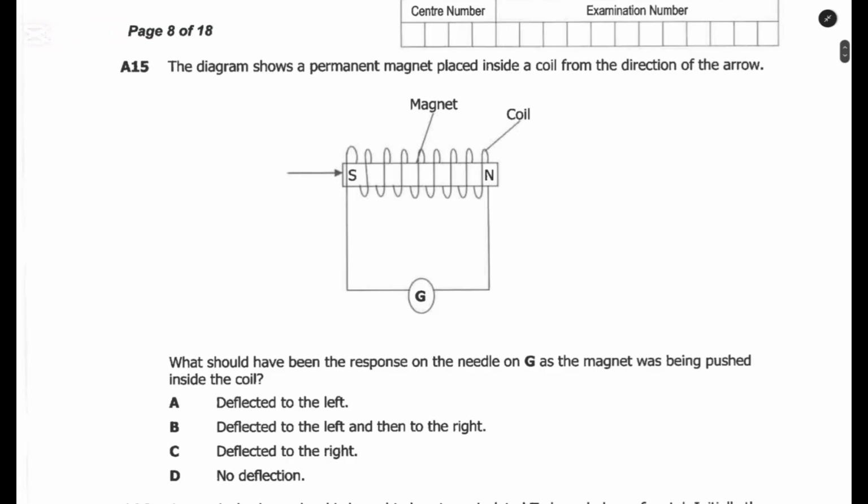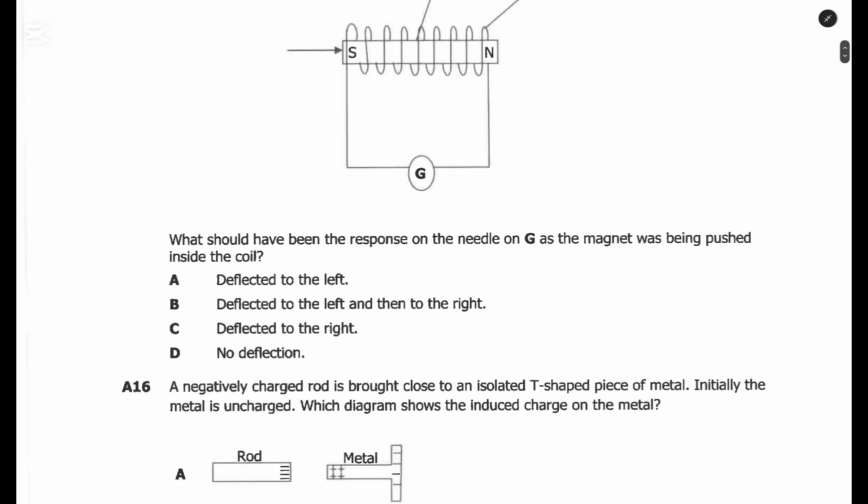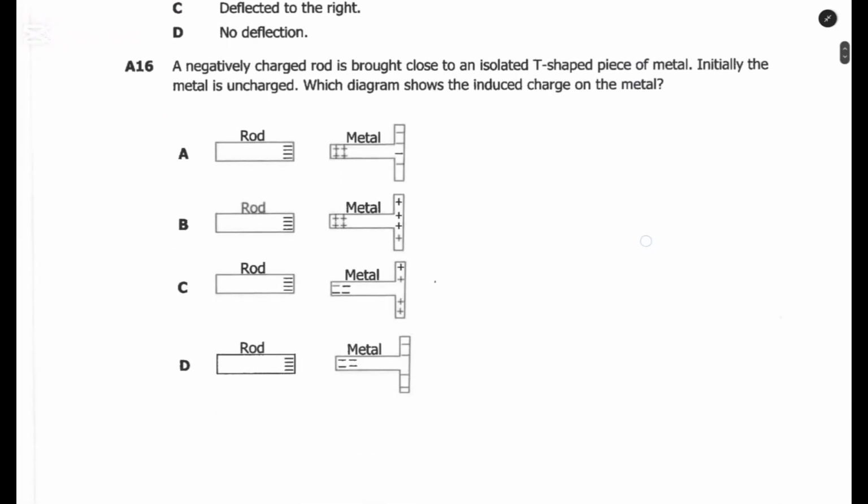The diagram shows a permanent magnet placed inside the coil from the direction of the arrow. What should have been the response of the needle on G as the magnet was being pushed into the coil? When the magnet is being pushed into the coil, from the north, you push the magnet like this, the north. What happens is that the needle will be deflected to the left. So the answer is A, deflected to the left.